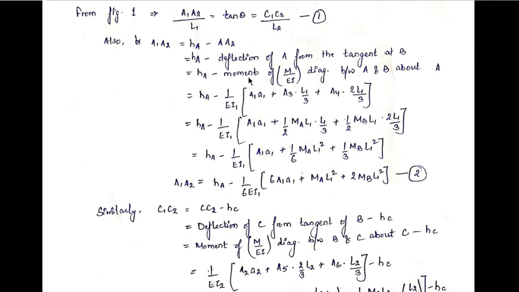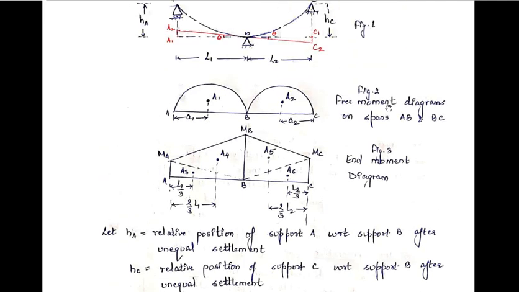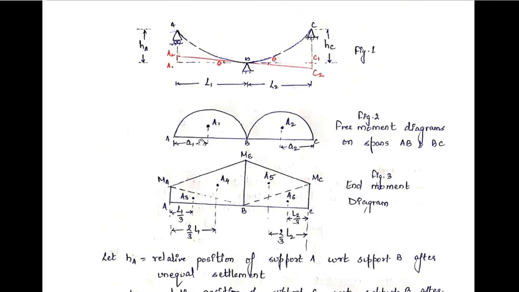Now let's find out the value of the bending moment about point A between A and B. So we have to take the AB portion, and we have to find the moment of the area of the bending moment diagram about point A. So if you see here, there are two bending moment diagrams.